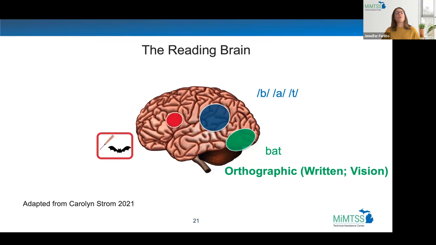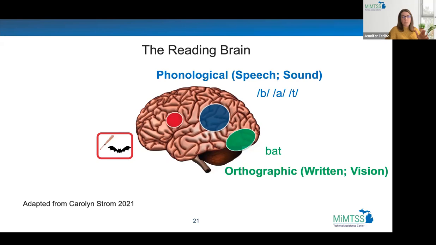This is also known as the letterbox or the visual word form area. And this occurs in the occipital lobe. The phonological and orthographic systems work together with constant interaction, converting those letters to sounds. And this is our phonics skills. So when we're reading print to speech, we are decoding. When we are spelling, we're going speech to print and we're encoding.